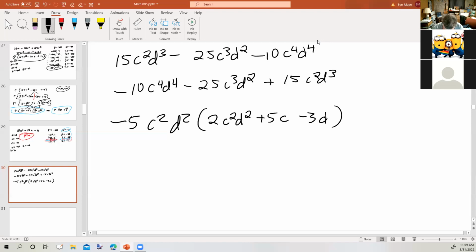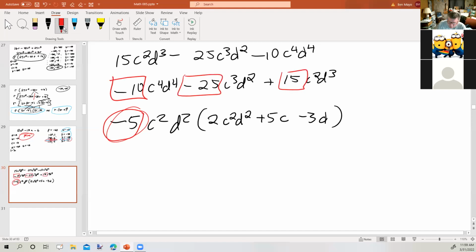I have a question. How do you get to the negative 5? This one here? Abel? Oh, you talking about this one right here? Yes. Okay, so that came from taking the greatest common factor out of the 3 coefficients. Okay, got it. All righty.